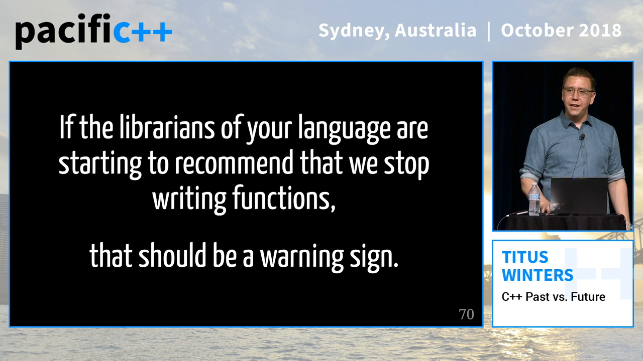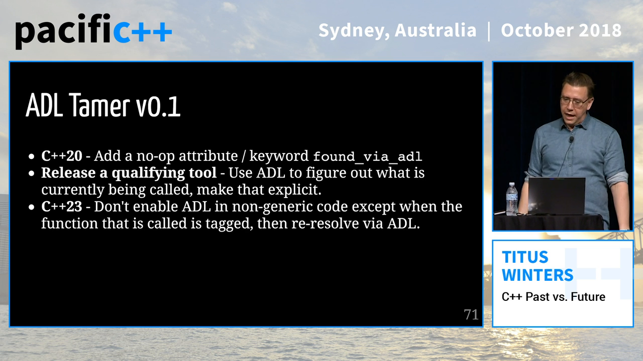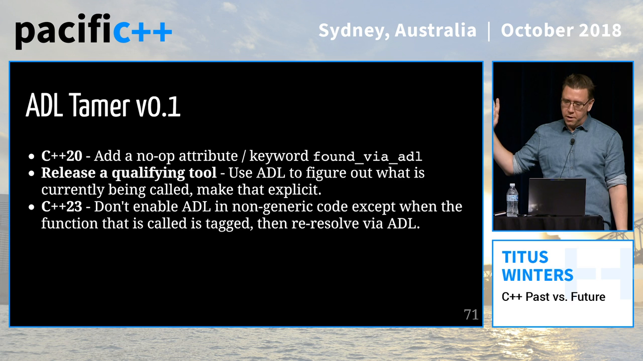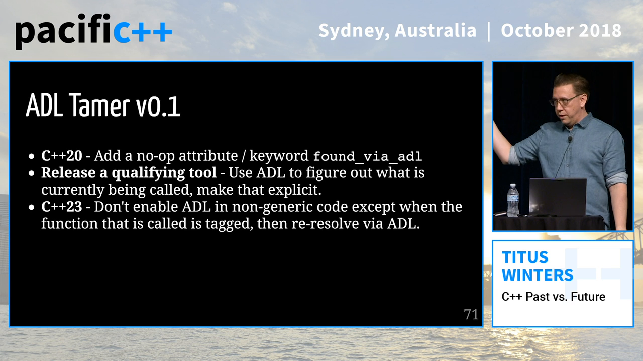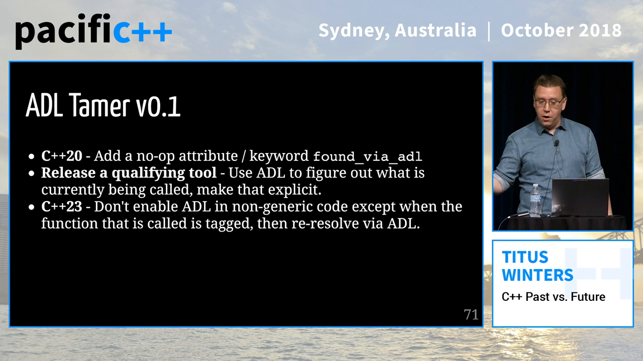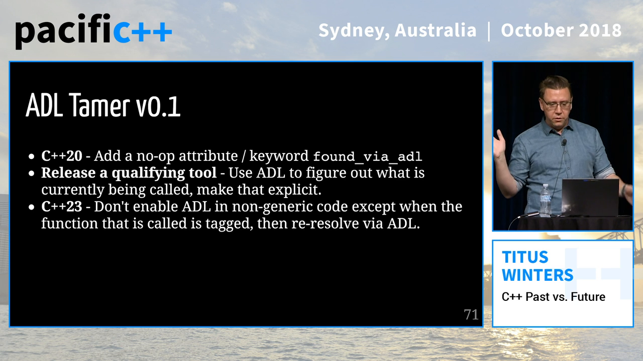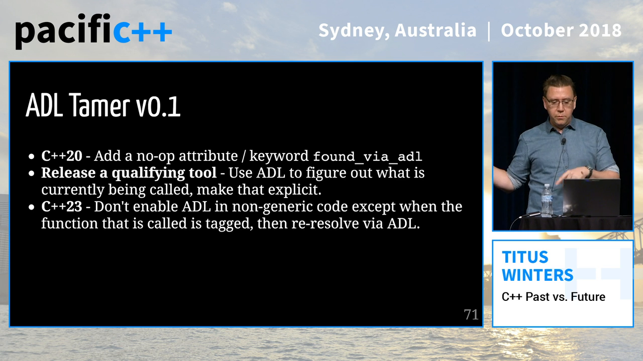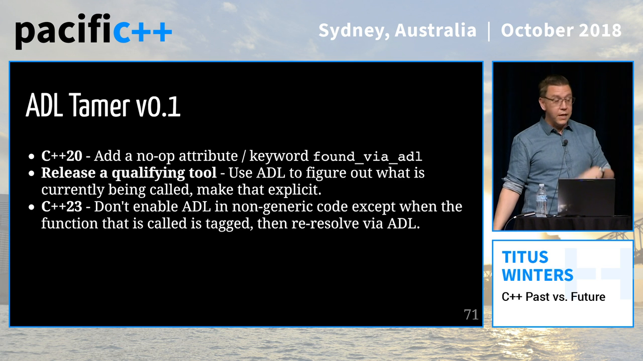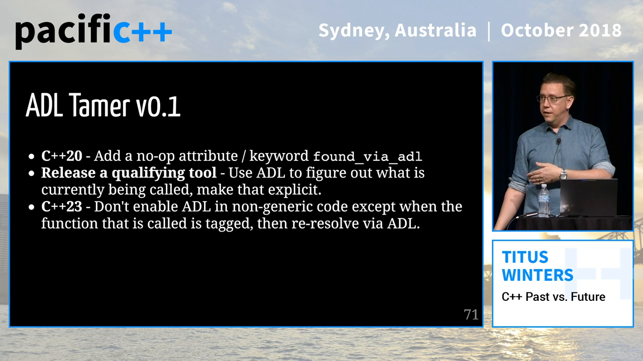What would it take to make ADL less aggressive? Here's a wild idea. Half-baked, totally half-baked, I admit, right? We declare that in C++23, ADL will not be used in non-generic code, except for operators, and also for functions that explicitly add a keyword or an attribute or something that says, this should be available to be called via ADL. In a C++20 mode, we can pretty easily identify every unqualified function call where ADL is involved and qualify it, right?